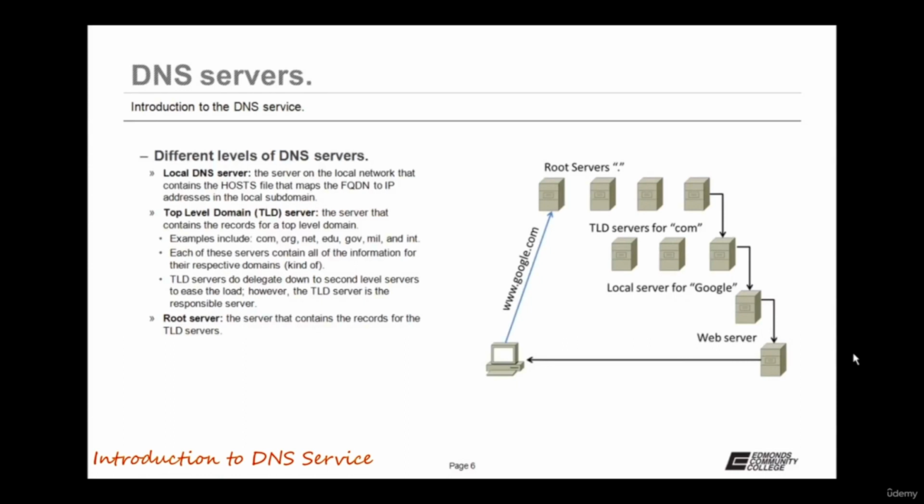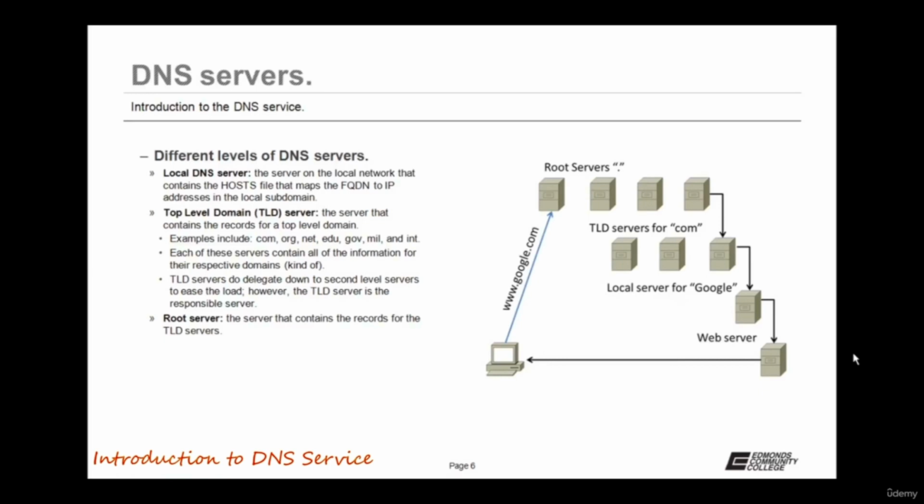Now that we've got that covered, let's talk about the different levels of DNS servers. First off, there can be a local DNS server. This is the server on the local network that contains the hosts file that maps all of the FQDNs to their specific IP addresses in the local subdomain. It may be present or it may not be present.